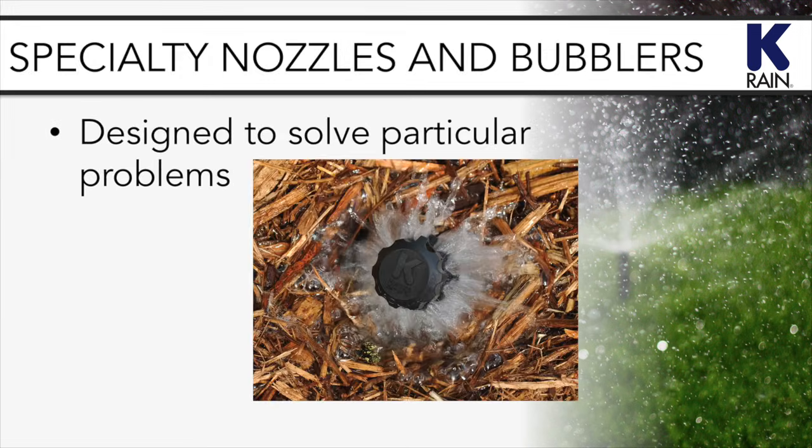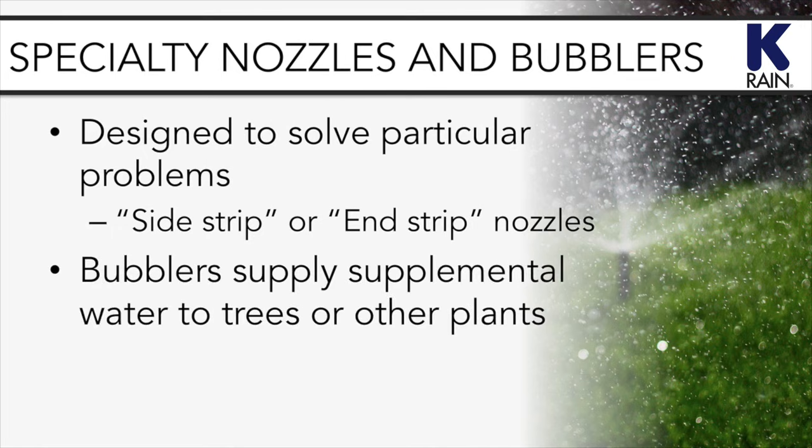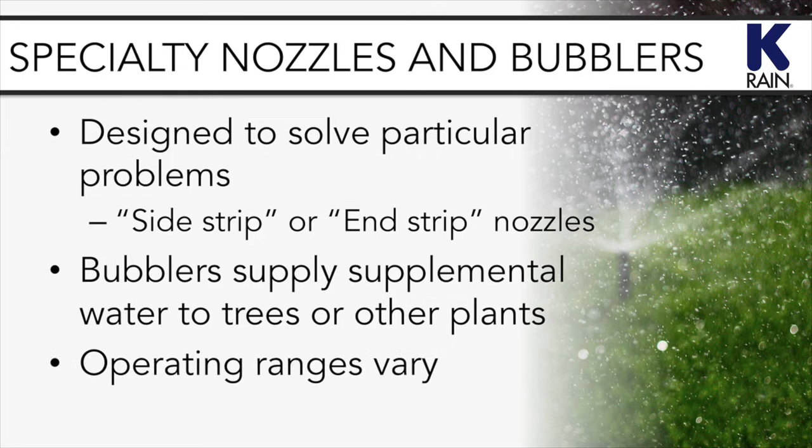There are a number of specialty nozzles, bubblers, and other add-ons to an irrigation system designed to solve particular problems. Fixed sprays and rotary nozzles both have side strip and end strip nozzles that water thin rectangular areas about 5 feet wide and 15 feet long. This is a great solution for the strip of grass between a sidewalk and the road. Bubblers can be used to supply supplemental water to trees or other individual plants with particular water needs. Operating ranges vary based on the nozzle.